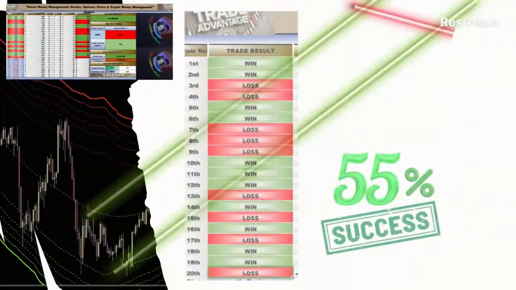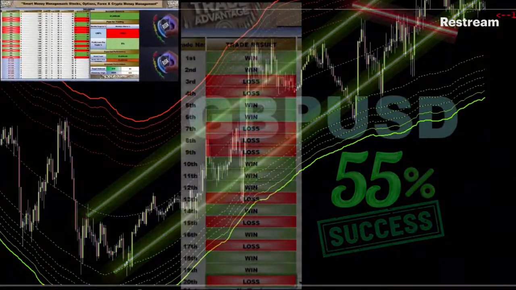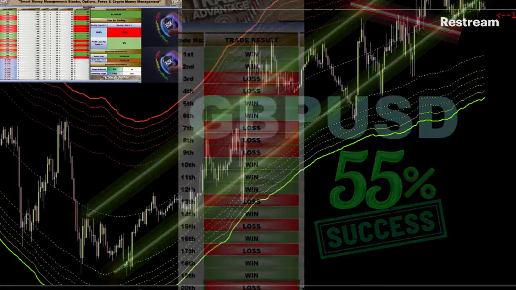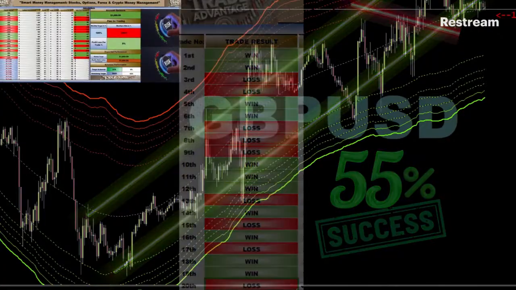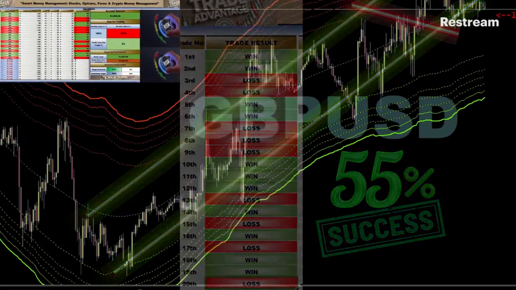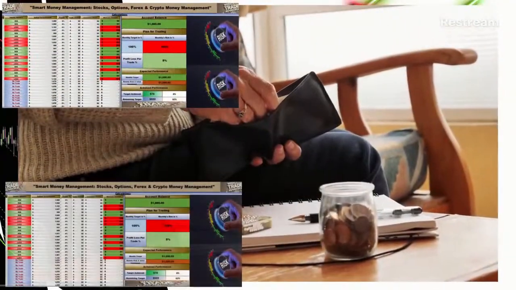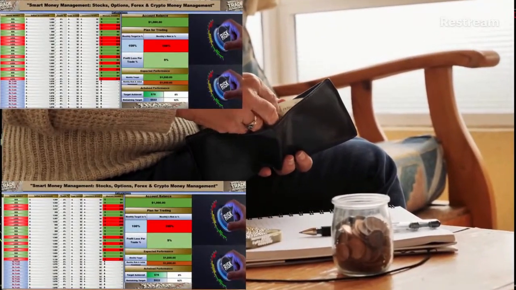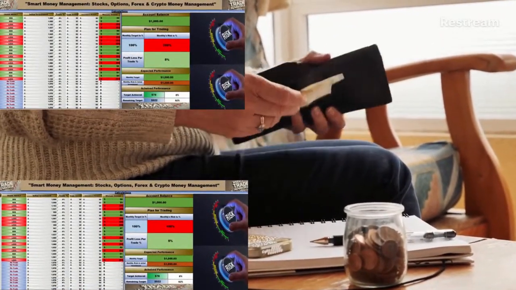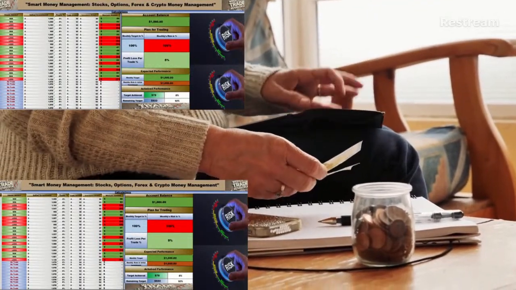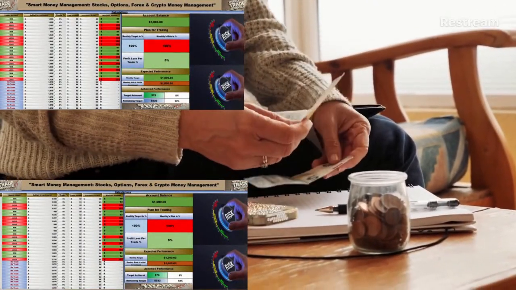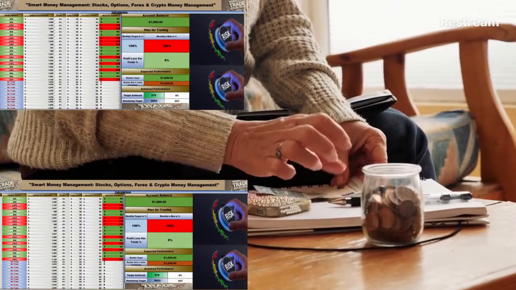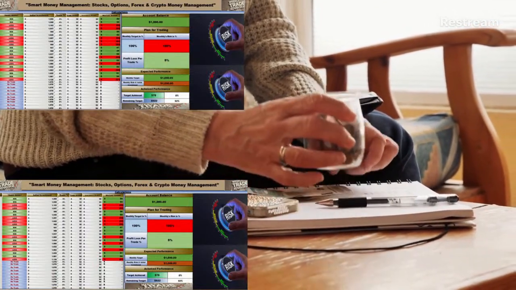Why? Because the spreadsheet dynamically adjusted trade sizes based on wins and losses, protecting my account during losing streaks and maximizing gains during winning streaks. This example shows that it's not about how many trades you win, it's about how you manage your money. Sticking to a disciplined plan with proper risk management can make all the difference, even with an average win rate.